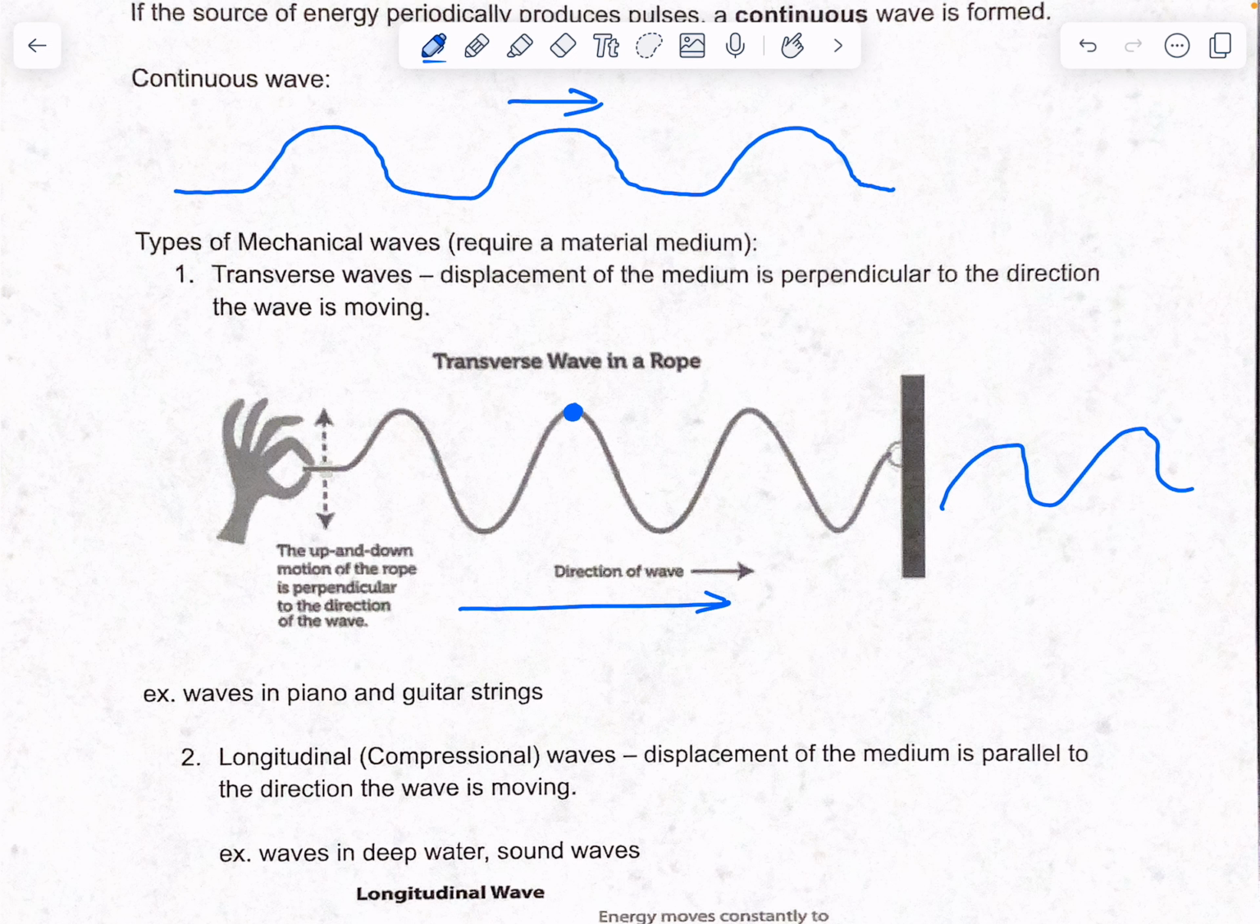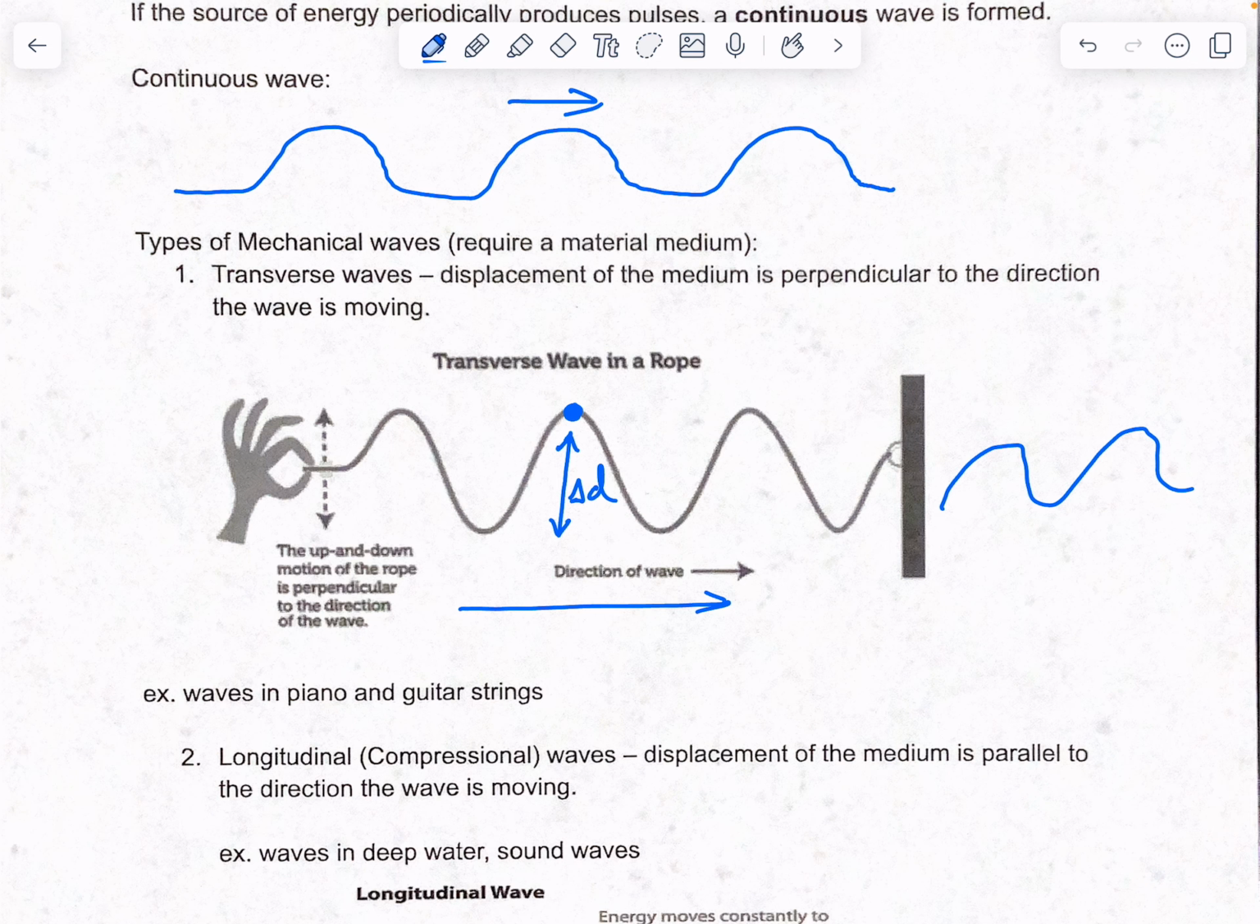The object's not going to keep going down and down and end up at the wall. It's not going to do that. What's going to happen is the object's just going to sit there and go up and down, up and down. So it's not going to move horizontally. It's just going to move vertically. So that means its displacement is going this way.